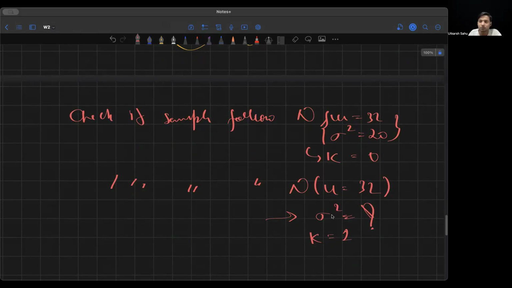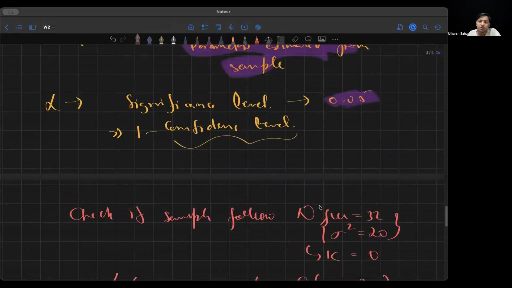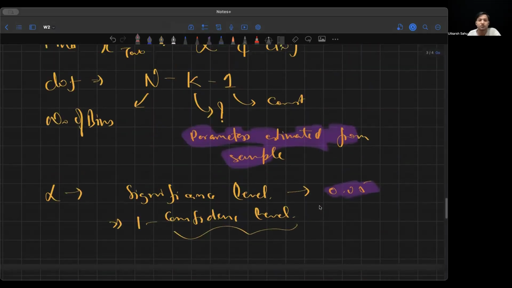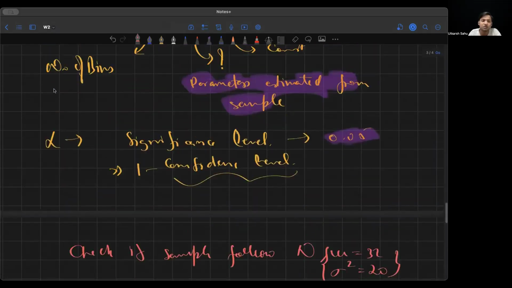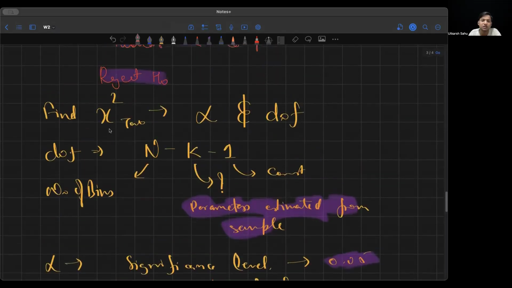which are mu and sigma square. So remember, regardless of how many parameters are in the distribution, k is only the number of parameters which you are estimating. This is the number of bins, this is the number of parameters being estimated from your sample, and this is a constant. So I hope you understood how we do this testing.